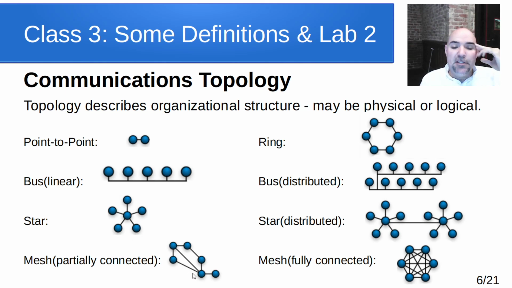And then there's a mesh topology, which can have some group of nodes, some group of connections between those nodes. A partially connected mesh has some of them not connected to every other one. And this is kind of how the internet is organized, this large, partially connected mesh.